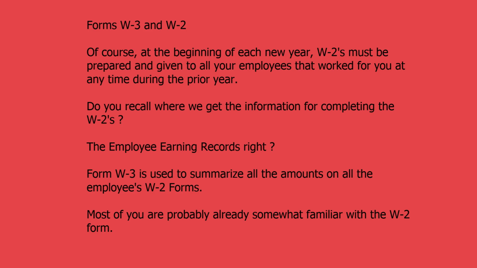Forms W-3 and W-2. Of course, at the beginning of each new year, W-2s must be prepared and given to all your employees that worked for you at any time during the prior year. Do you recall where we get the information for completing the W-2s? The Employee Earning Records. Right. Form W-3 is used to summarize all the amounts on all the employees' W-2 forms. Most of you are probably already somewhat familiar with the W-2 form.